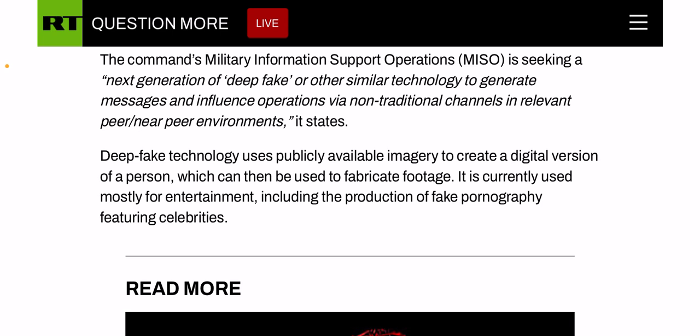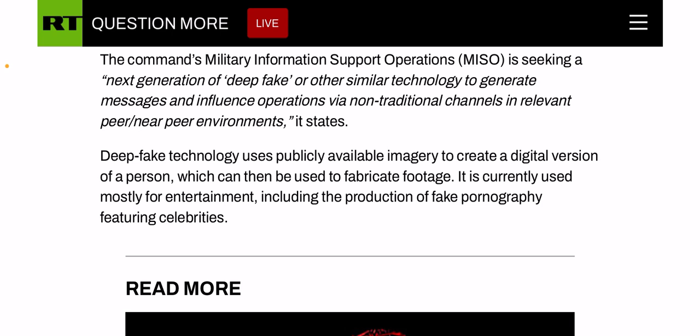The next command, the command's military information support operation, is seeking a next generation of deepfake or other similar technology to generate messages and influence operations via non-traditional channels in relevant near-peer environments, it states. Read the last bit and we'll jump into the other article.